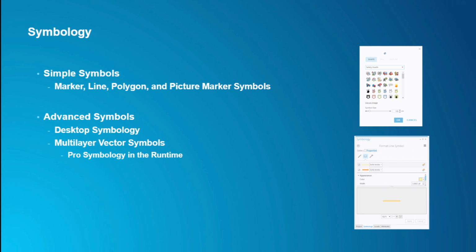For symbology, we've got simple symbols, which are your marker, line, polygon, and picture marker symbols. These are the symbols that you work with when you're working with ArcGIS Online. Your advanced symbols are your desktop symbols. So they're multi-layered vector symbols. And Lucas showed that real briefly when he was showing the symbols. So this is your Pro symbology. And Runtime has the ability to use both online symbols and Pro symbols.